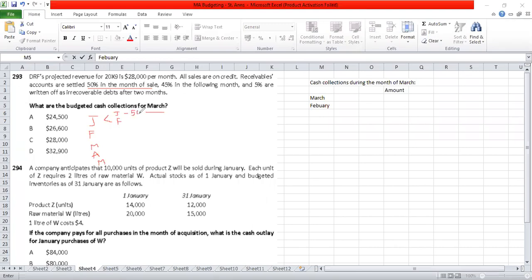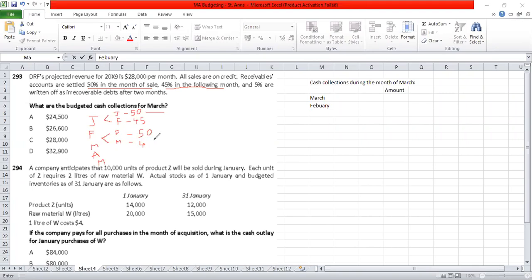Ma'am, why 45%? It is given, the following 45% in the following month. The following month is the next month. When it comes to February, a part of it will be received in February. The sale of February, collection will be in February and March. So February, how much will it receive? 50%. March, it will receive 45%. So this is how we keep writing.